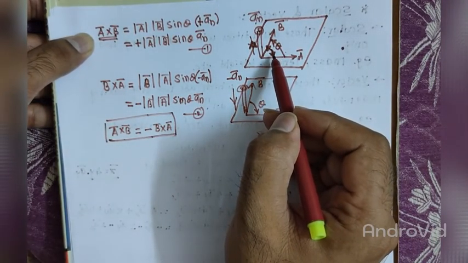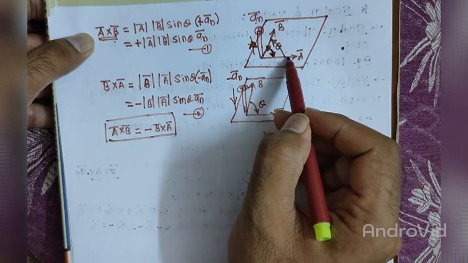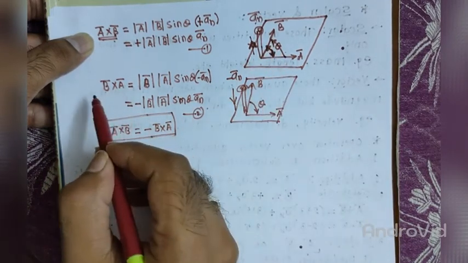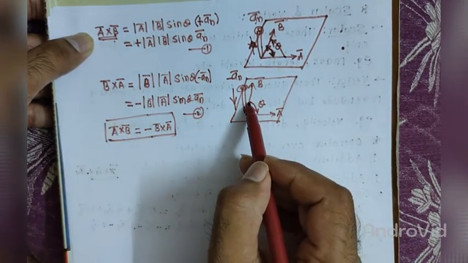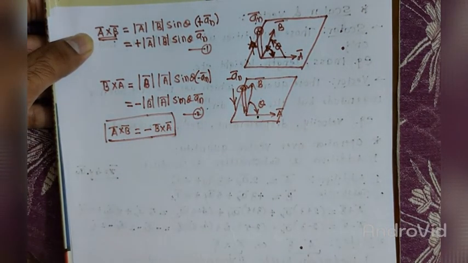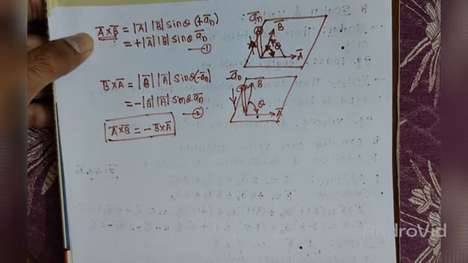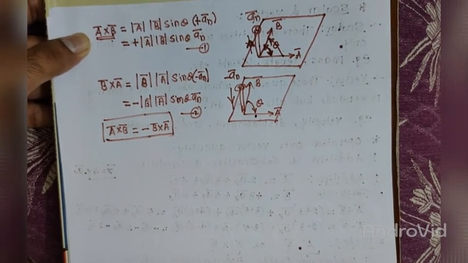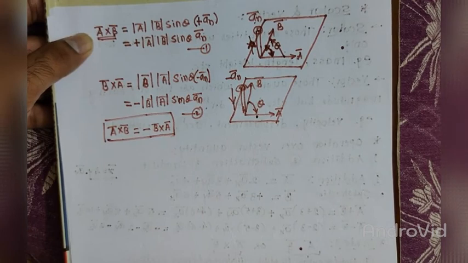Is this clear? So always keep it in your mind. Whenever we are writing A cross B, it means the angle is starting from A and ending at B. If we are writing B cross A, the angle is starting from B and ending at A. Accordingly, we can choose the direction of n bar. Is it plus or minus? So this is all about cross product. It is also called the vector product.